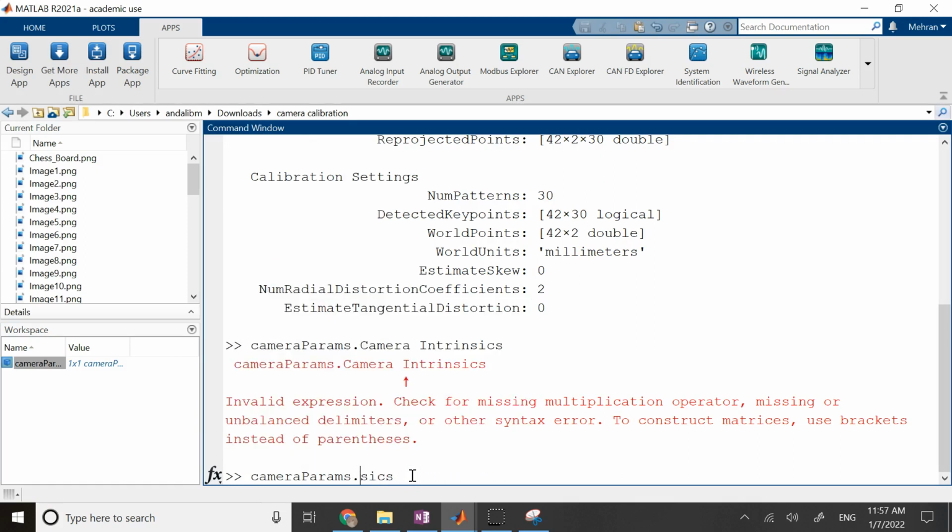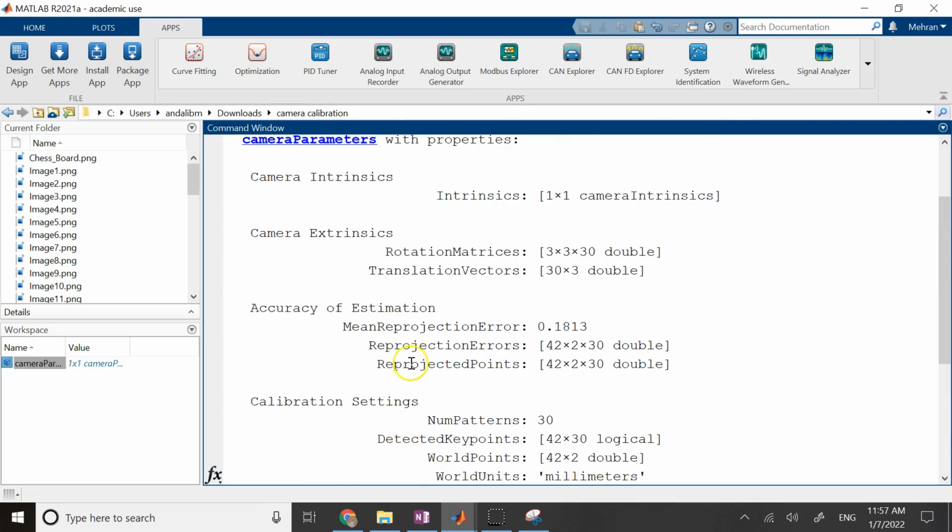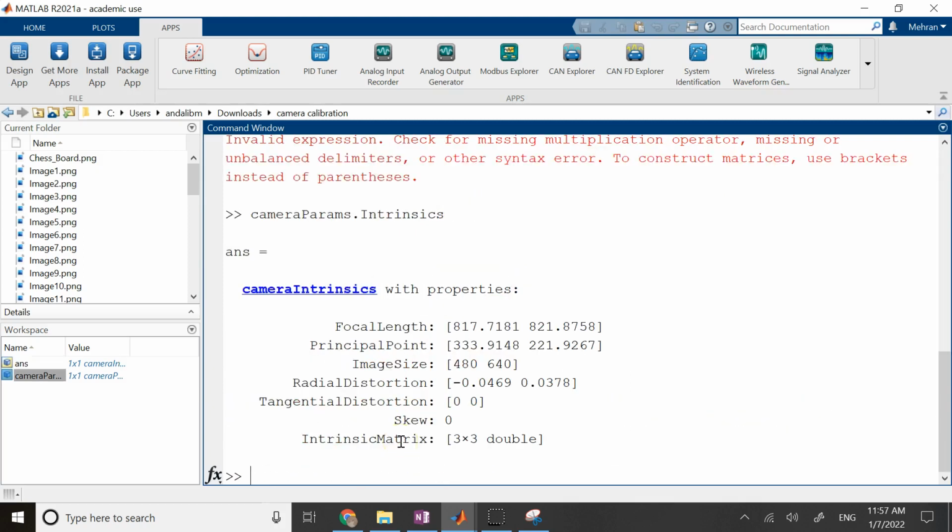You cannot have spaces. You have to say just intrinsics, I assume. Let's see. Here we go. So camera params dot intrinsics. This is those intrinsics. It shows you those focal length values. What are these? These are the alpha and beta, or lambda, which is focal length times sx and sy. Right? So this is alpha, this is beta. This is U naught, this is V naught.